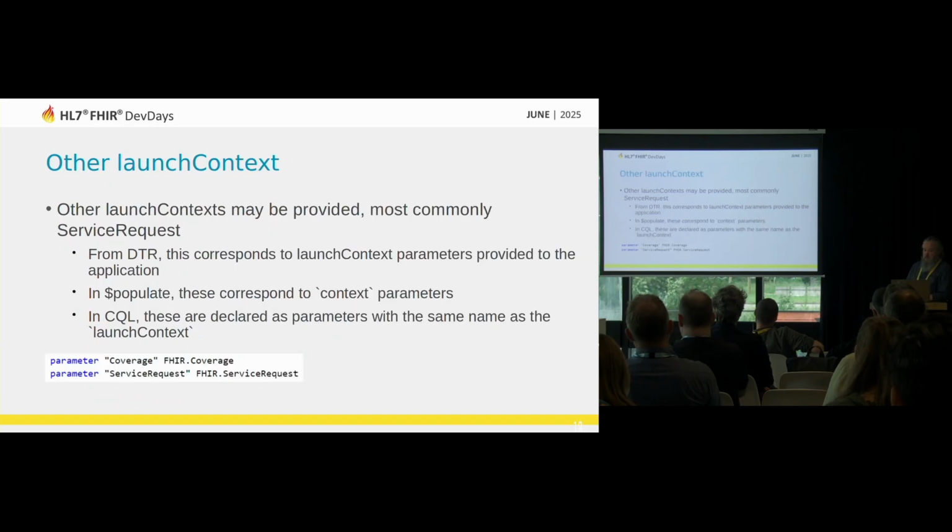You can also pass in some other launch contexts, most commonly for DTR at least, service request and coverage. Again, they correspond to launch context parameters that are provided to the application, and they correspond to the context parameters within the populate operation. Within your CQL library, these are declared as parameters with the same name that you set up for that launch context on the questionnaire. So we've got our coverage, a FHIR coverage resource, and our service request, which is a FHIR service request resource.